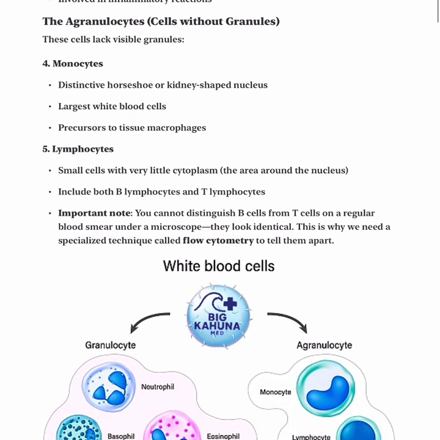When the monocyte is circulating, it's a monocyte. Once it enters your tissue, at that point, it becomes a macrophage. And then depending on what tissue it's in, we have different names for the various macrophages of said tissue.